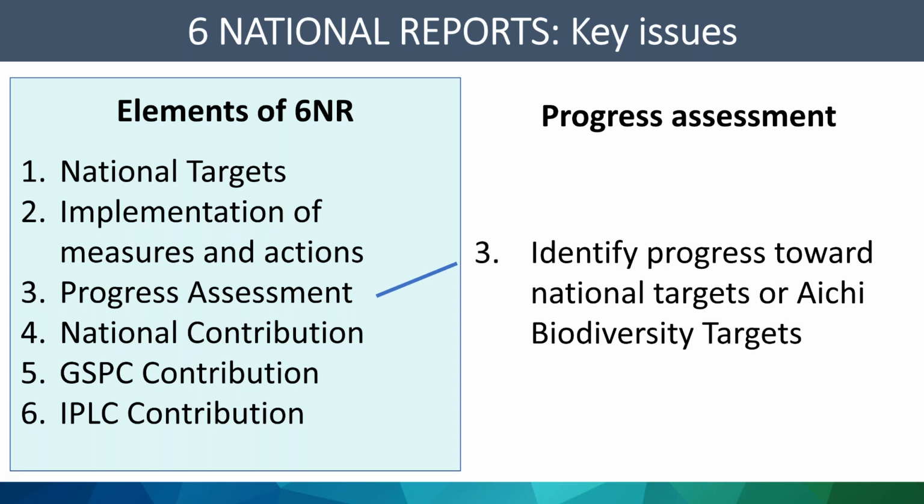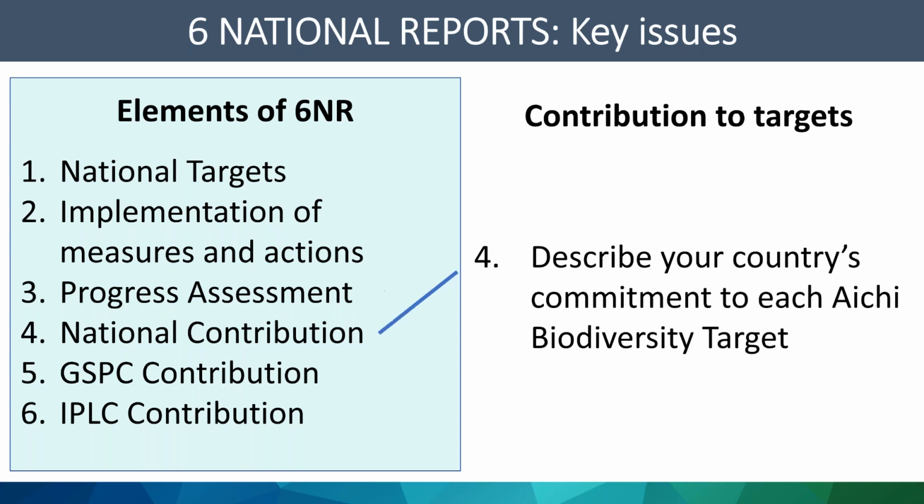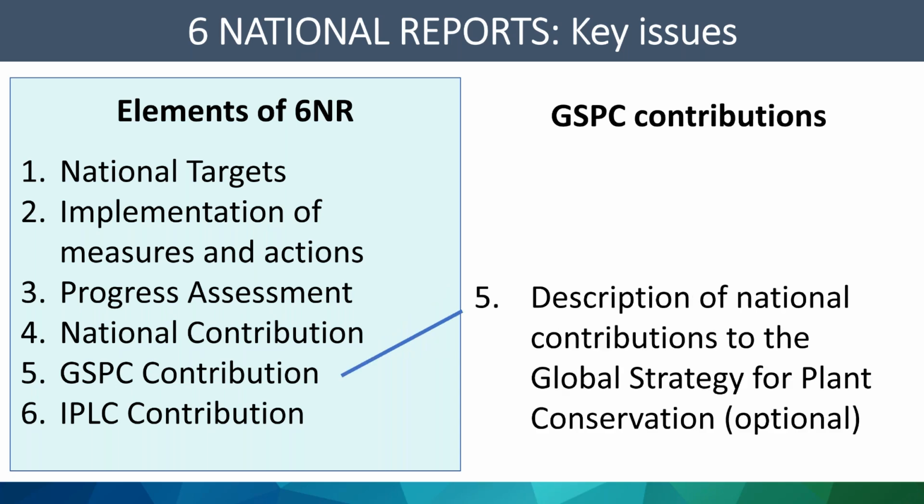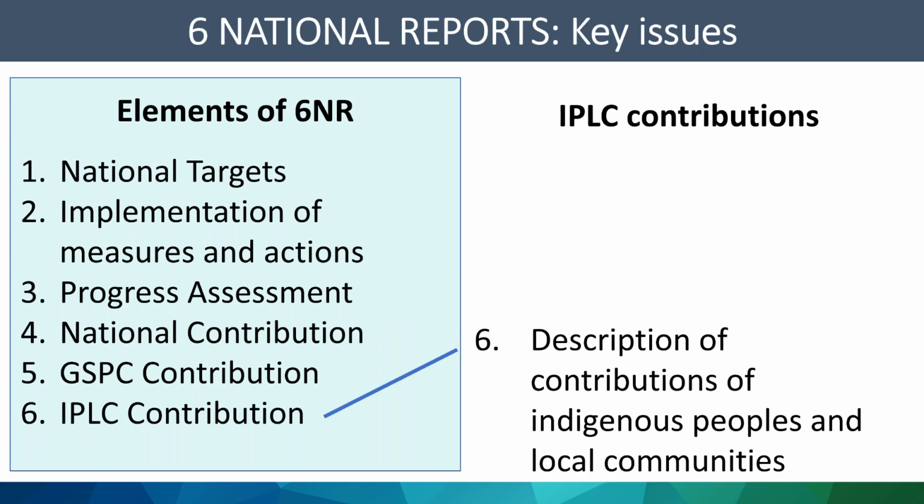In the progress assessment, the online reporting tool calls to identify progress toward national targets or Aichi biodiversity targets. The fourth one is to describe the country's commitment to each Aichi biodiversity target and the contribution. The fifth is to describe national contributions to the global strategy for plant conservation, which is optional. And finally, describing the contributions of indigenous peoples and local communities.